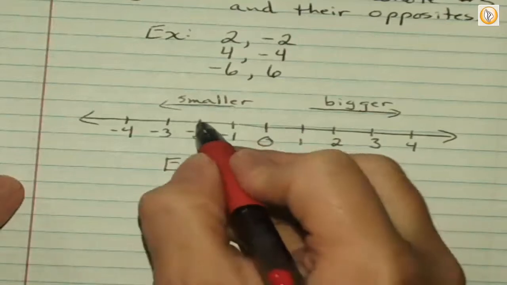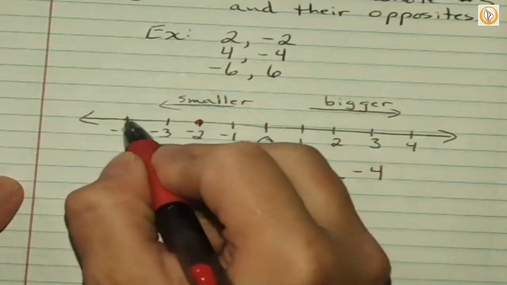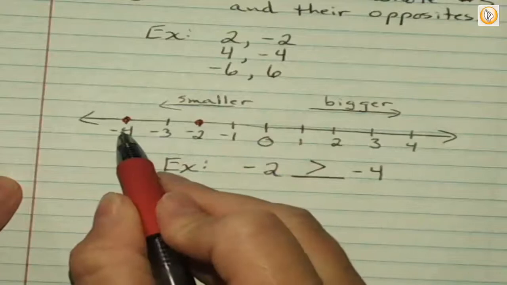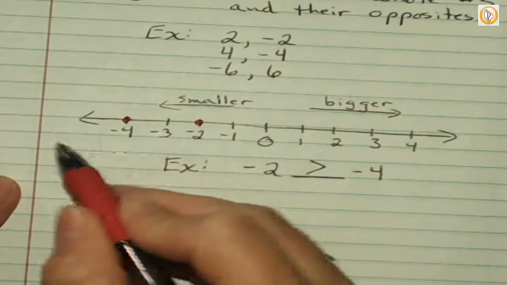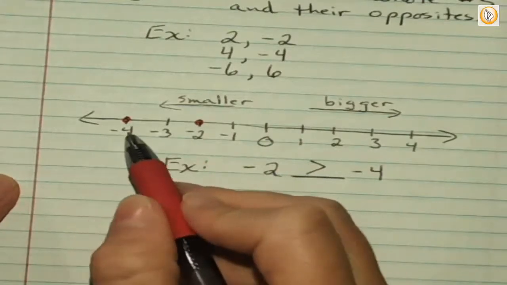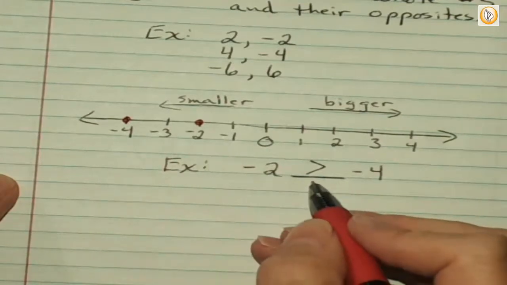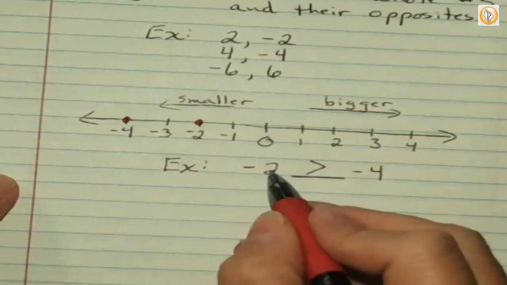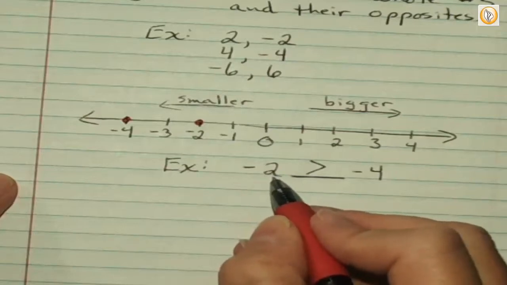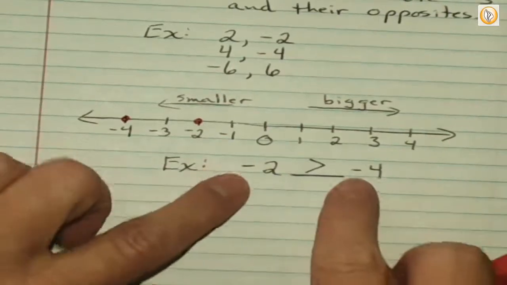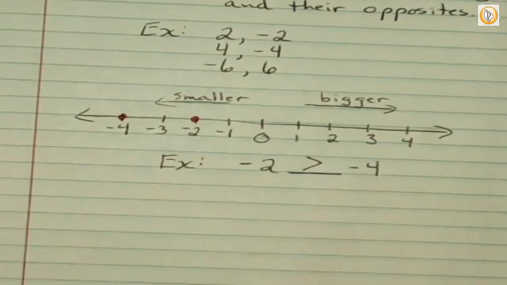But because -2 is here and -4 is here, -4 is farther down on the number line, so it is smaller. Okay, so if you are like, wait, why is -2 bigger? Because 2 normally is smaller than 4, but it's because it's a negative.